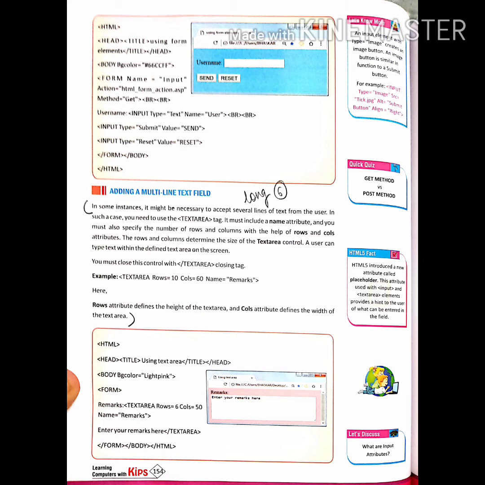The rows and columns determine the size of the text area control. A user can type text within the text area field on the screen. We must close this control with the textarea closing tag.